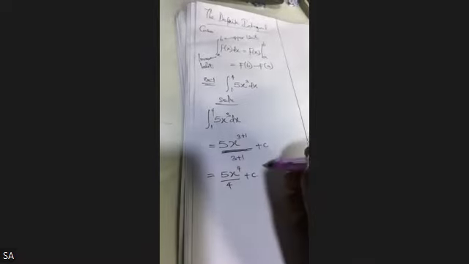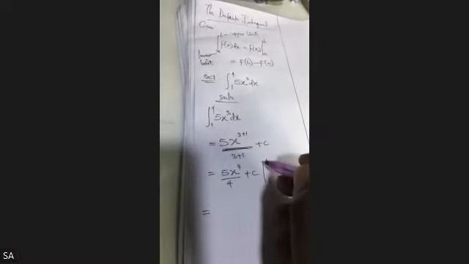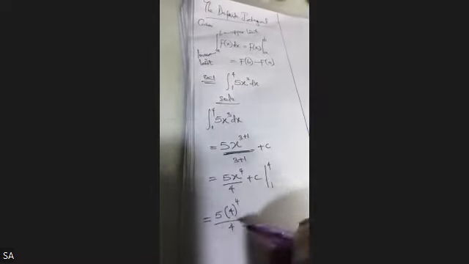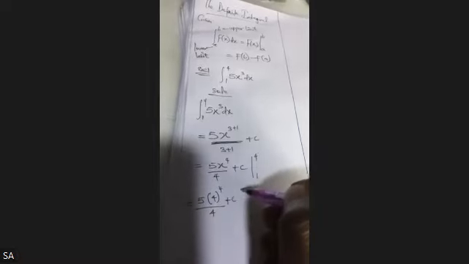Now, you have to substitute at 4 and 1. So I'm substituting at 4 and 1. Anywhere I see x, I'll put 4. Let's first do for 4. This will be 5, x raised to the power 4, I'll put this 4, raised to the power 4, divided by 4, plus C. I'll close the bracket.